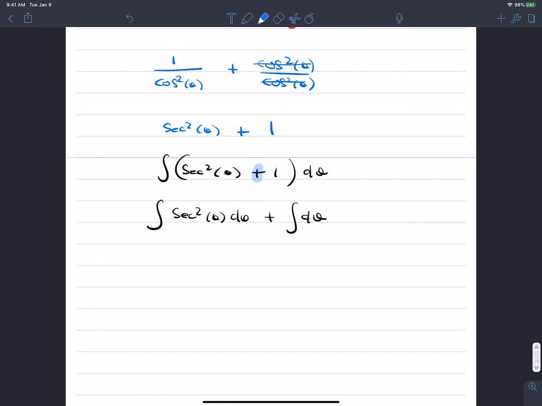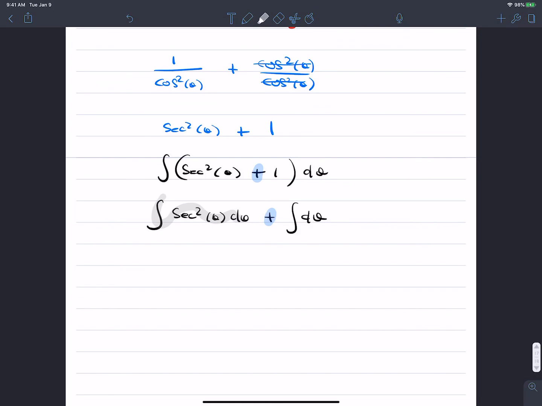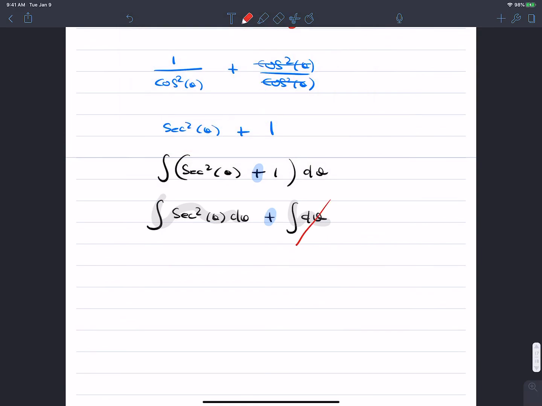So I use my property. There is a summation property, there is a difference. There's just no quotient or product property of integrals. So at this point, we're going to have to integrate secant squared theta and just d theta. The d theta is pretty simple to do. That's theta, and don't forget to add your constant c.